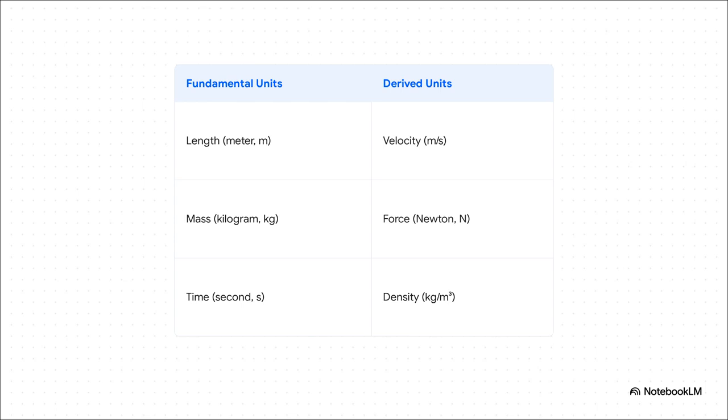On the flip side, we have derived units. These are basically just algebraic mashups of those fundamental blocks. Take force, for instance. It's measured in newtons, but a newton is actually just kilograms times meters per second squared. You're literally just mixing and matching the basics to describe a more complex reality.